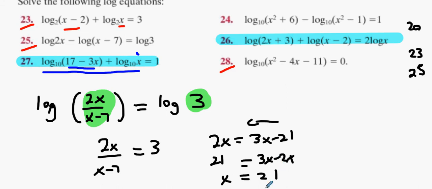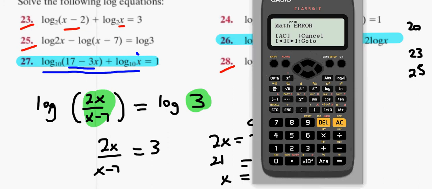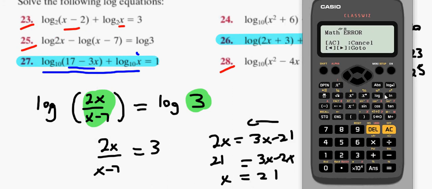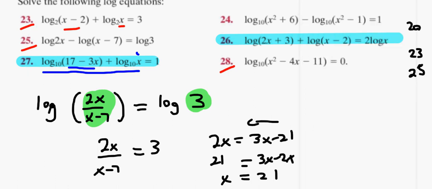Let's check your answer. I'm going to go all the way to the start. I'm going to do log 42, because 2 times 21 is 42. Log 42 minus log, what's it? 21 take away 7 is log 14. That answer is 0.477. And then what's log 3? 0.477. Same answer on both sides. Well, good. Okay, 28.